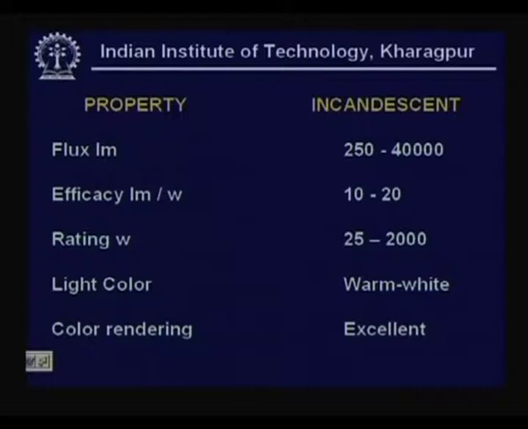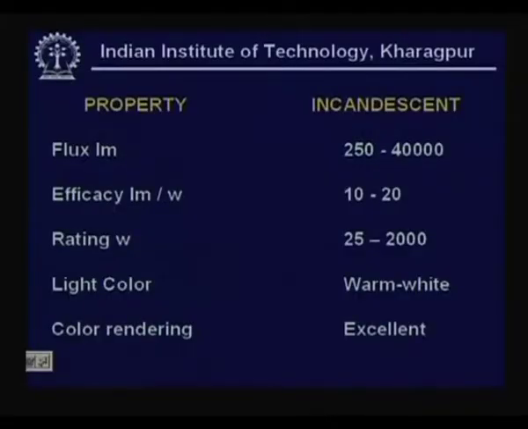Now the data for the incandescent lamp shows that you can have lamps with as low as 250 lumens to about 40,000 lumens available in the market, with as low as 10 lumens per watt to the highest possible being around 20 lumens per watt of energy consumed, with 25 to 2000 watts. That is 25 watts, we are all familiar, 25 watts we use in our toilets or circulation areas where we need some background illumination but intense tasks are not performed, to 2 kilowatts.